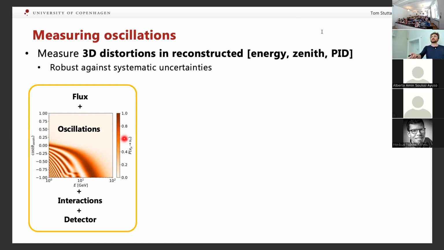We first have to consider what the atmospheric neutrino flux looks like, and we do this based on satellite data for the cosmic ray spectrum and then hadronic models of how the evolution of the air showers develops.